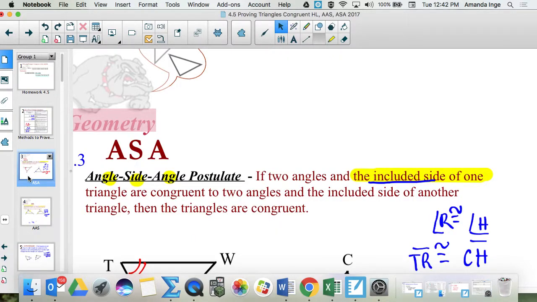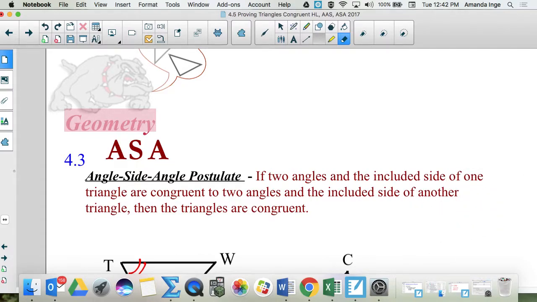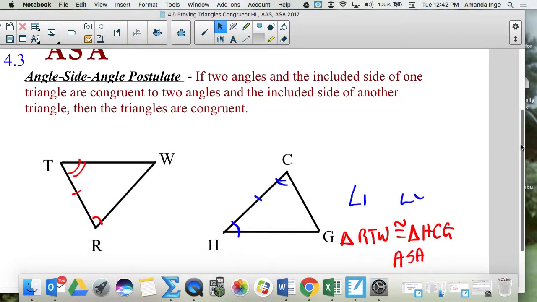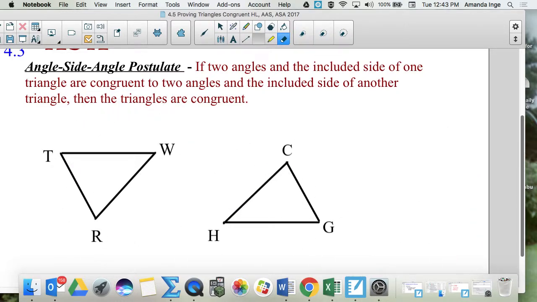So the first one I have, once again, is angle, side, angle, where the side is included or between the 2 angles. So the picture I have up here are 2 triangles. So in these 2 triangles, if we have an angle, a side, and an angle, we'd have to have an angle, a side, and an angle.